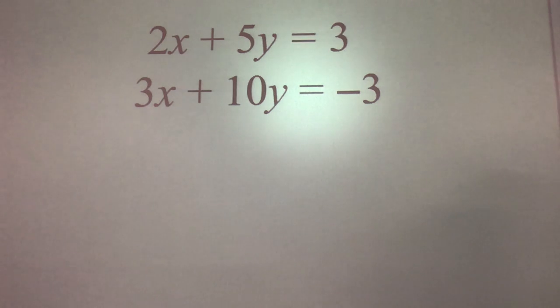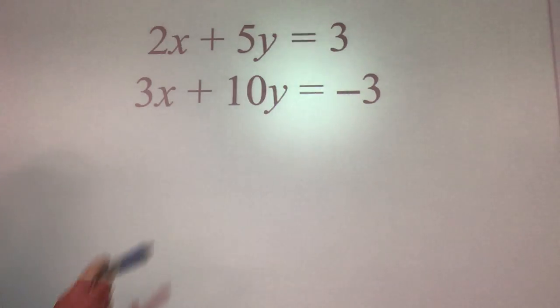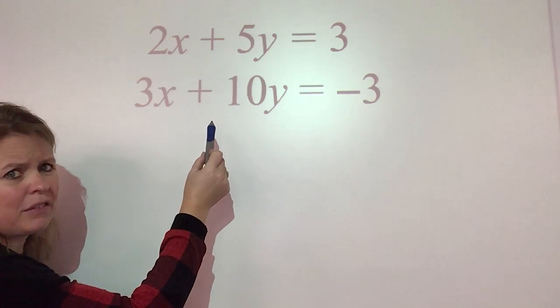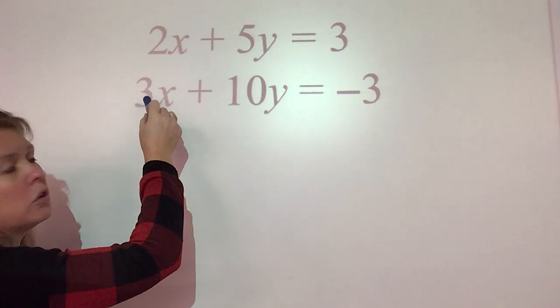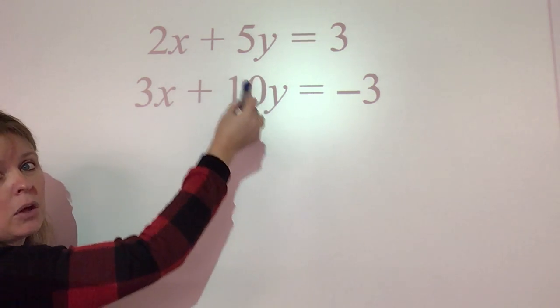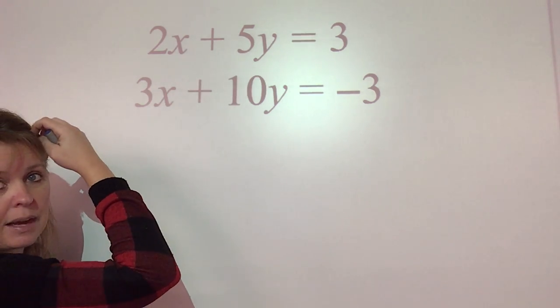Let's try it again. Go ahead and write this problem down. 2x plus 5y equals 3, and 3x plus 10y equals negative 3. If you look at the x's and you ask yourself, hey self, what can I multiply by 2 to turn it into a 3? That's not very easy. You could use a decimal or a fraction, but you don't want to turn the 2 into a 3 because that's not nice. How about we turn the 5 into a 10? Those are multiples of each other. That's a nice common denominator theme, or we could call it the least common multiple.